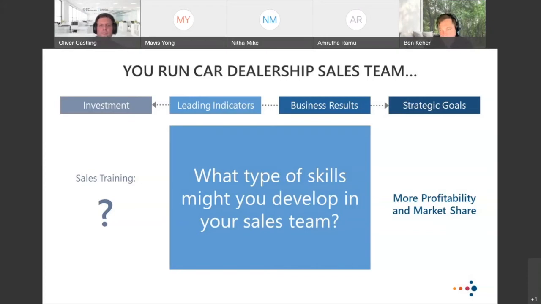We know that the strategic goal is to generate more profitability and increase our market share, increase Toyota's market share in our market. Now, let me ask you, if you were just given this, forget about measurement mapping for a minute. We know we've got to increase profit, and we know we've got to build a training. What types of skills might you include in your sales training? Just off the top of your head, what are some common things you might see in a sales training?